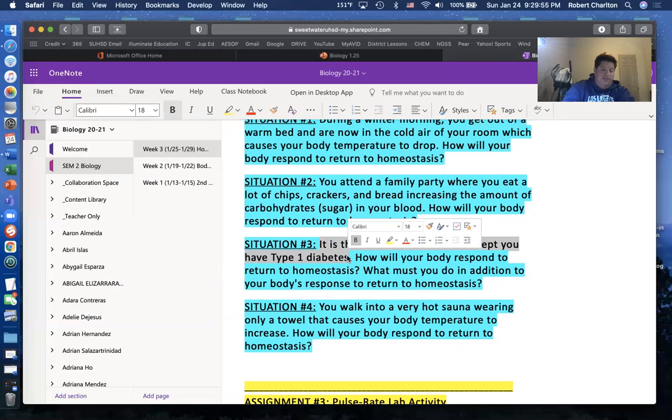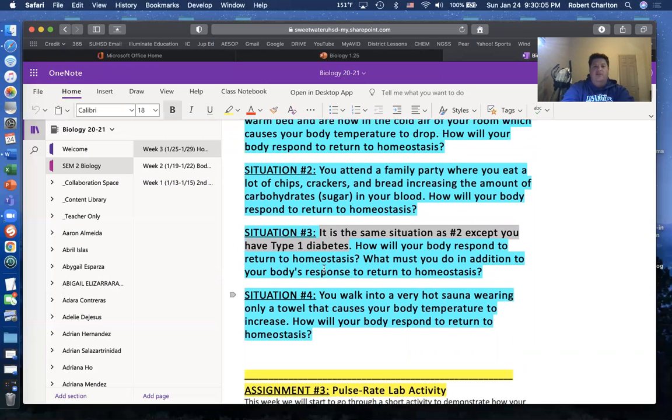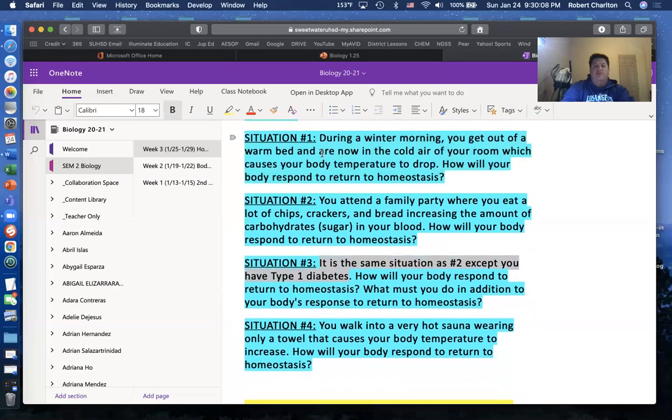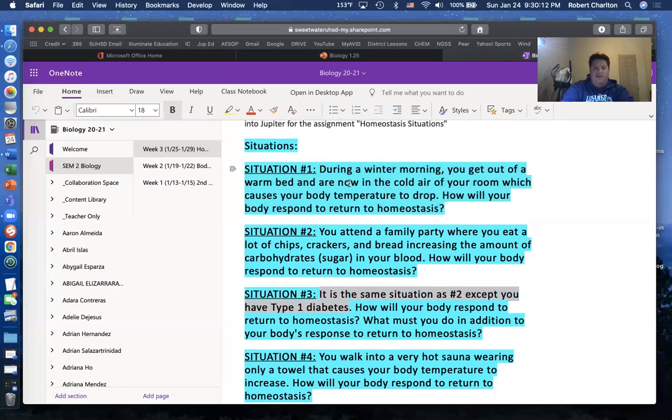How's that going to be different in your body? And then situation 4 is you go into a very hot sauna wearing only a towel and your body temperature gets hot. How is your body going to respond in that situation? And so what this is going to be is on a piece of paper. You don't need to copy the situations down.